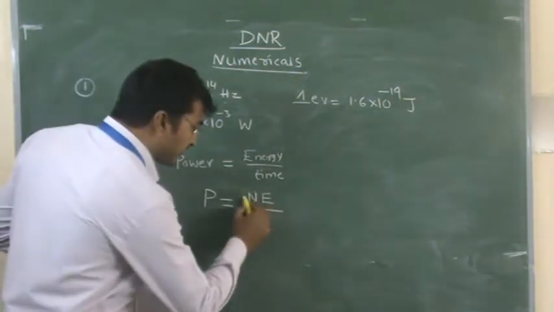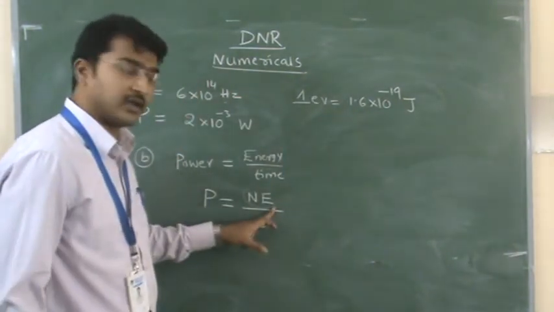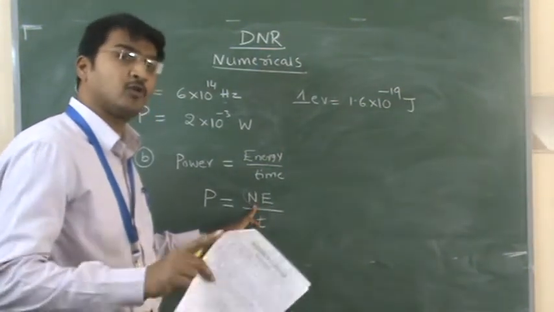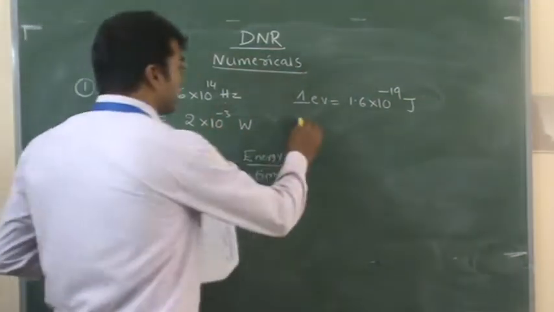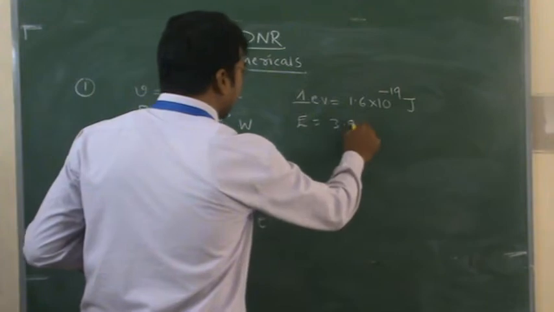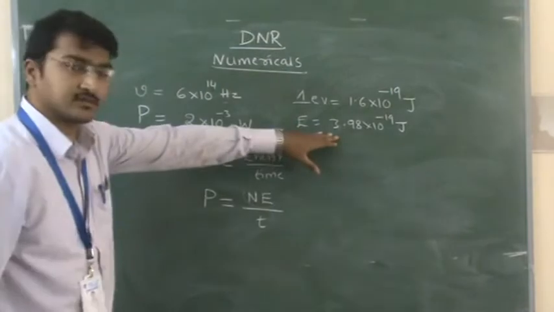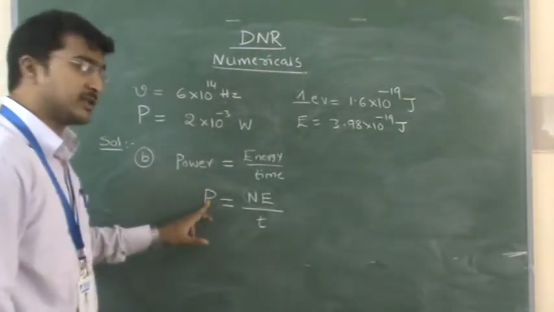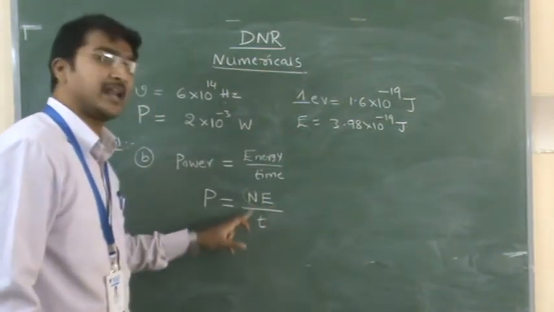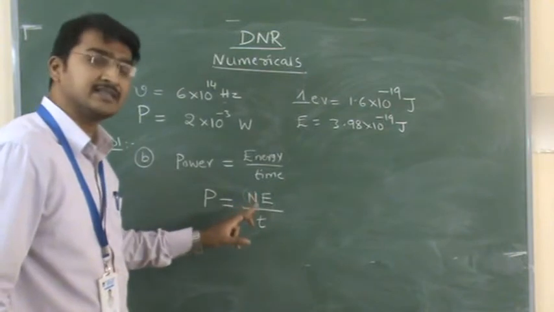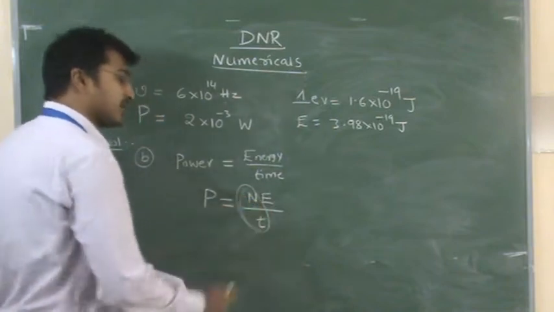So total energy of light by time. Total energy of light consists of n number of photons. E is the energy of each photon. Already we calculated that. What is the E value? We got 3.98 into 10 to the power of minus 19 joules in the previous part. Power is given in watts, so we have to keep the energy in joules as well. So we should find N by T, the number of photons emitting every second. That is, I want this N by T value.